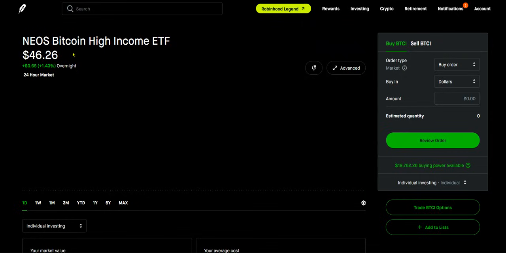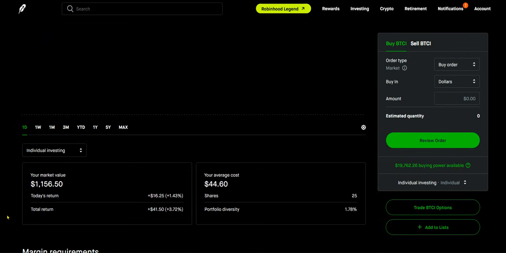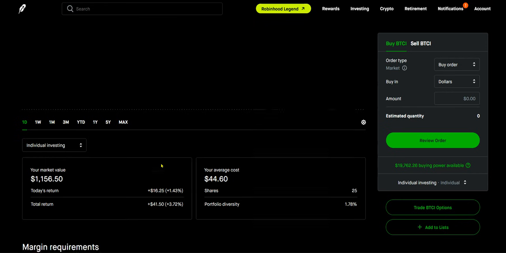So next we got NEOS Bitcoin High Income ETF, at 46.26, and it's up 65 cents in the overnight market. Our market value is $1,156. We're up $41.50, with $44.60 as our average cost for 25 shares.